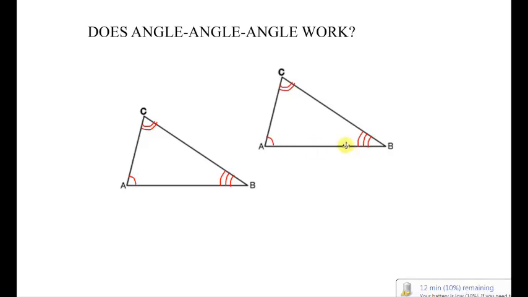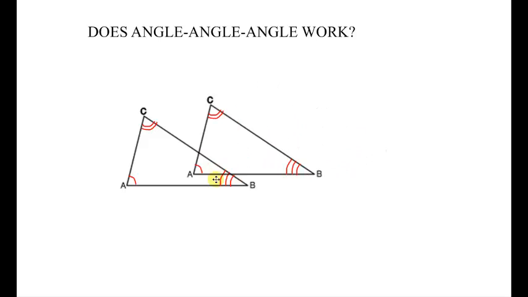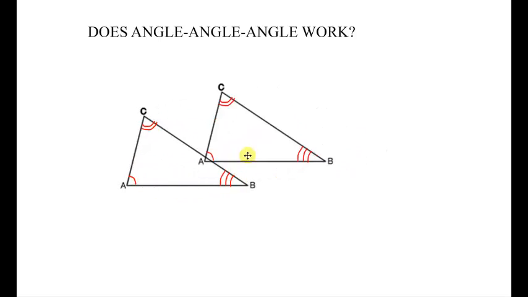I'll just copy it. So I've got two copies of it, and they have the same angles. Well, these two triangles are congruent. You saw I just pulled it away, and I can superimpose it on there. But does it always work?